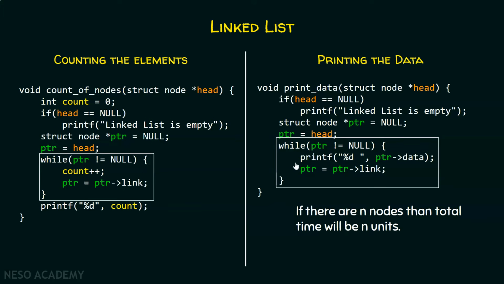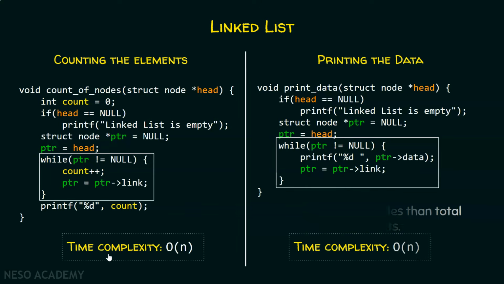In both these cases, we are traversing the list, and traversing takes n units of time in case of linked list. So it is clear from this fact that time complexity will be big O of n in both these cases. Why am I not considering these statements? Because they will take constant amount of time no matter what, right? They are executing just one time. All these statements will take constant amount of time. That is why I am considering only these while loops. And they will take n times. So total time complexity will be big O of n in both these programs.